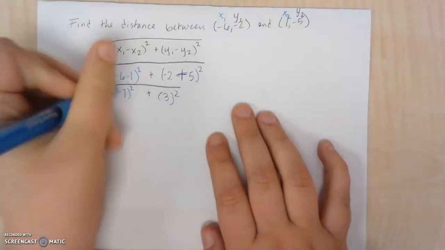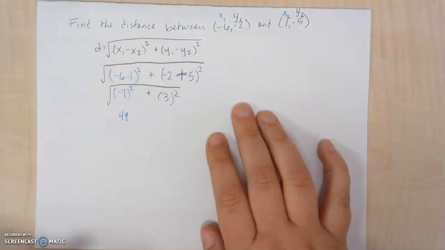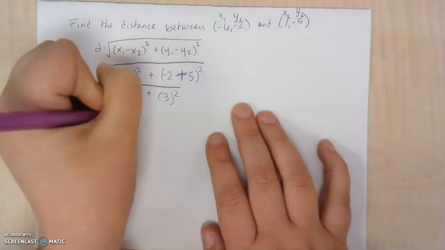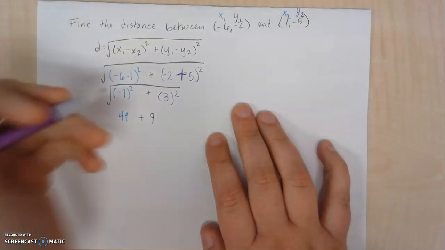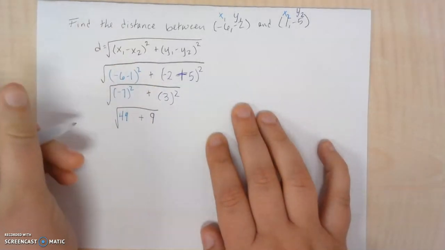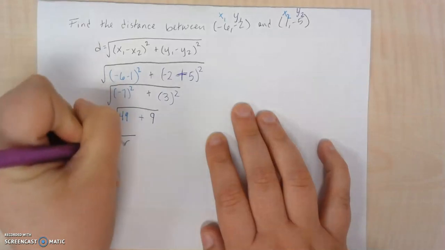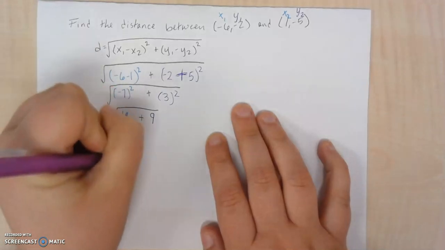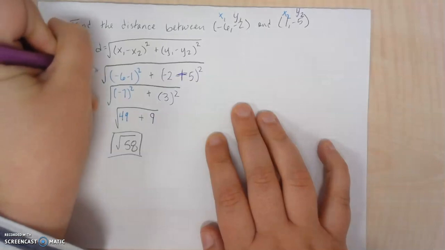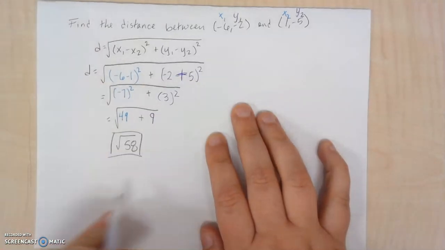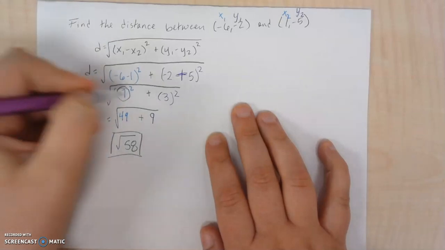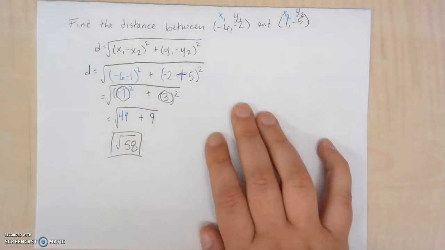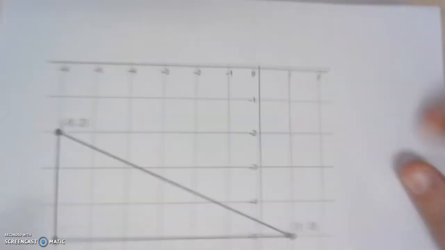Okay, then this right here is 49, -7 times -7, plus 9, all under the square root symbol. And so we're saying that the answer is the square root of 58, which we'll see. So this is all right. This is d equals. So notice we're saying that the length of the leg is 7 and the length of the other leg is 3. So I've got here, ta-da!